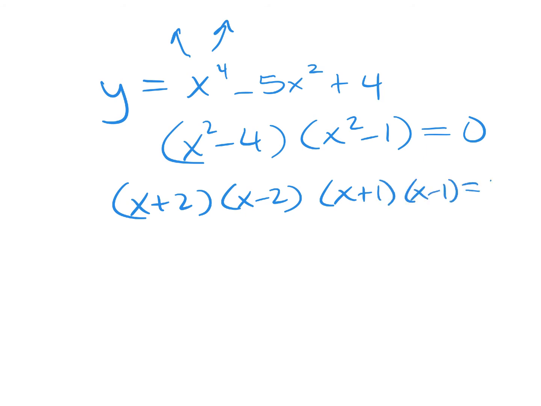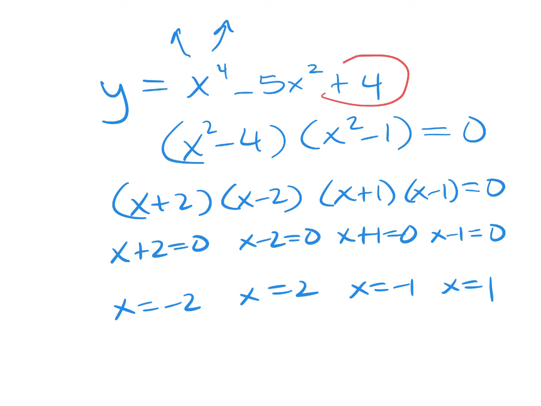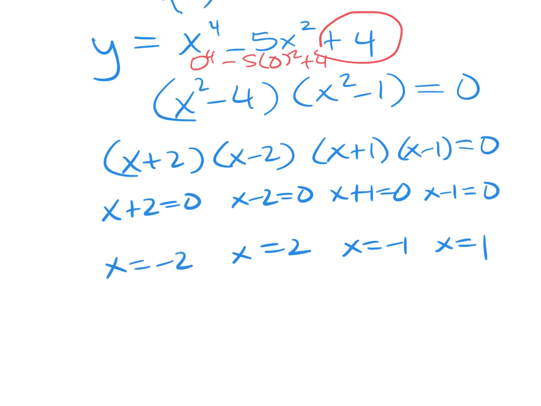Notice I should be getting 4 factors here, unless it ended up being something squared. So then solve each one. So x plus 2 equals 0, x minus 2 equals 0, x plus 1, x minus 1. Solve each one. This one gives me negative 2, positive 2, negative 1, positive 1. These are all my x-intercepts, which are also my zeros. Notice my y-intercept, this one has a constant. If I plugged in 0 into my original, 0 to the 4th, minus 5 times 0 squared, plus 4, my y-intercept is just going to be the ordered pair 0, comma 4.